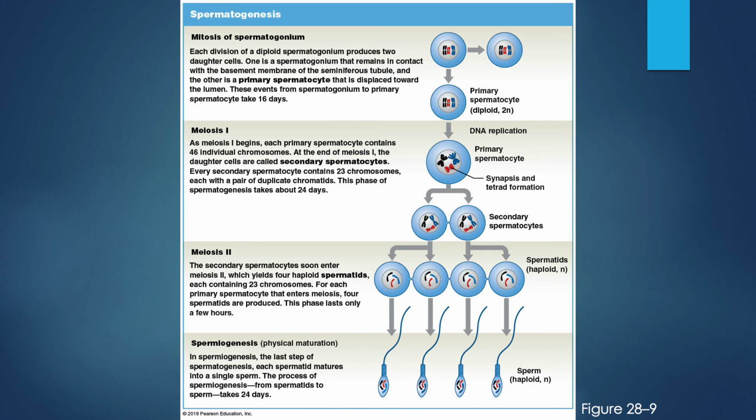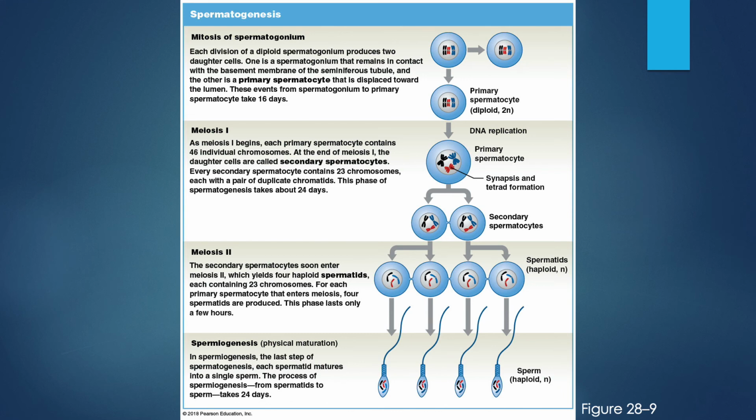And then meiosis 1 occurs. And meiosis 1, remember, is our reductional division. So during this point, we're taking these 46 individual chromosomes and then breaking them down into individual secondary spermatocytes that have 23 chromosomes each. So they each have a pair of duplicate chromatids. And that takes about 24 days or so.